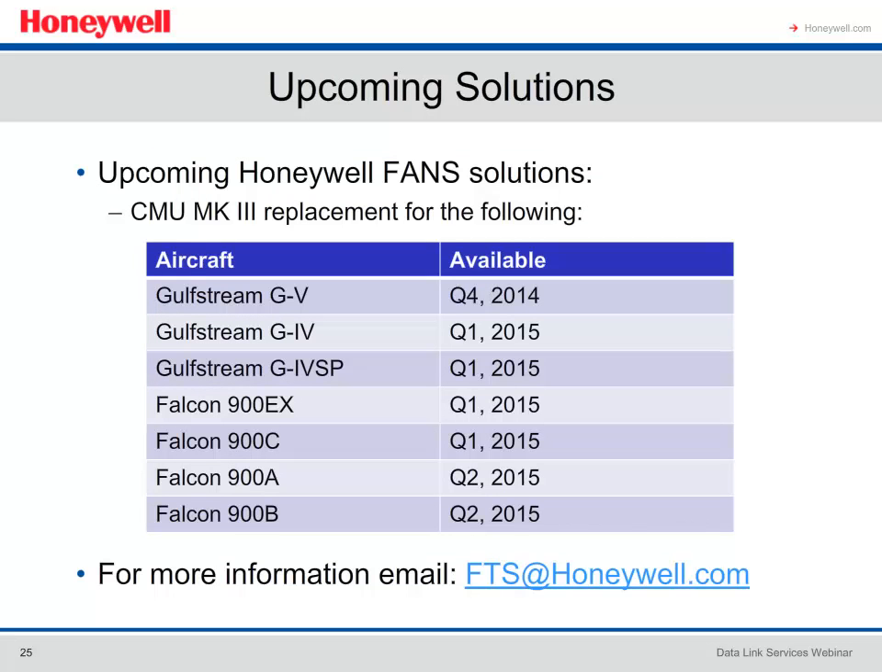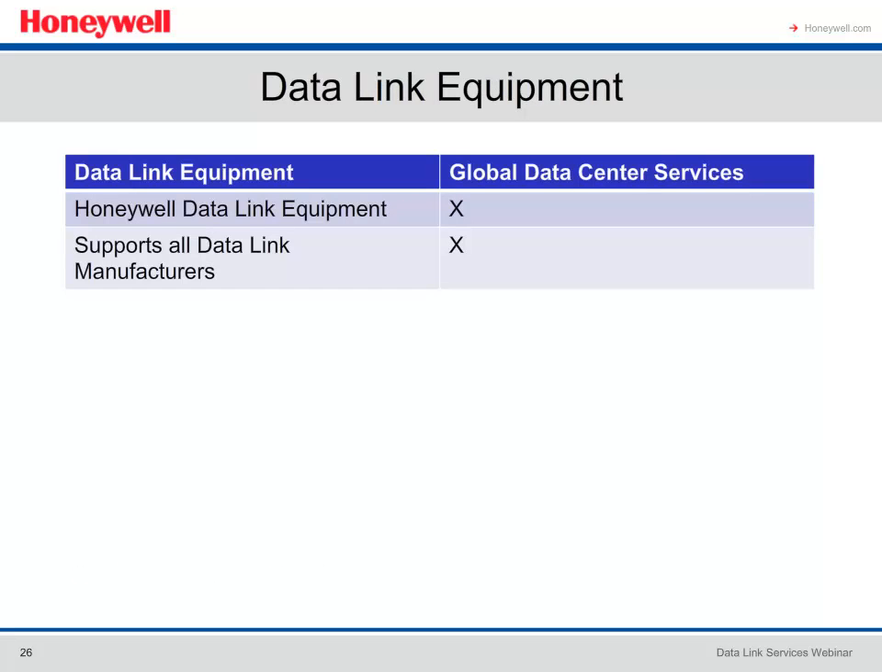The following aircraft have upcoming FANS solutions which will be released in the near future. For the Gulfstream G5, fourth quarter 2014, for the Gulfstream G4, G4SP, Falcon 900EX, and the Falcon 900C during the first quarter of 2015, and the Falcon 900A and Falcon 900B during the second quarter 2015. For more information, please send an email to fts@honeywell.com.